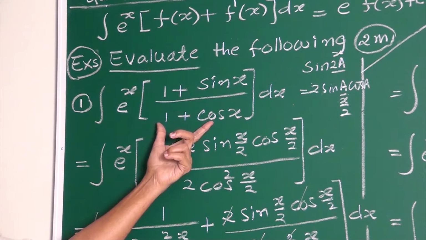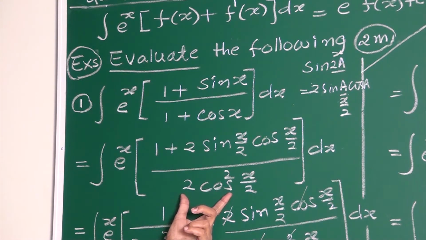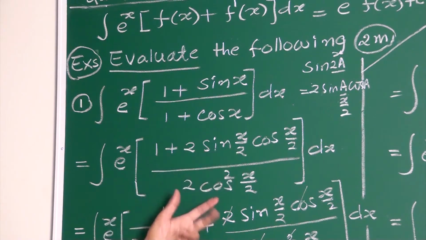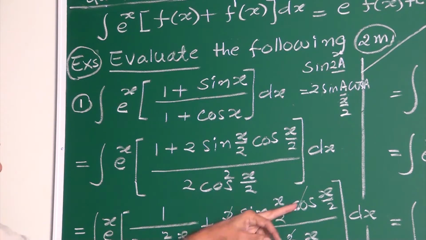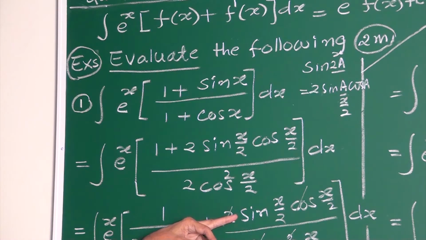Upon 1 plus cos x. 1 plus cos x is 2 cos square x by 2. Simplify: 1 divided by 2 cos square x by 2 plus 2 sin cos upon 2 cos square. What is this? 1 by 2 into this is 1 by 2 sec square x by 2, plus the 2 gets cancelled. One cos cancels, my friends, numerator, denominator. You are left with sin x by 2 upon cos x by 2. What is sin upon cos? It is tan x by 2.